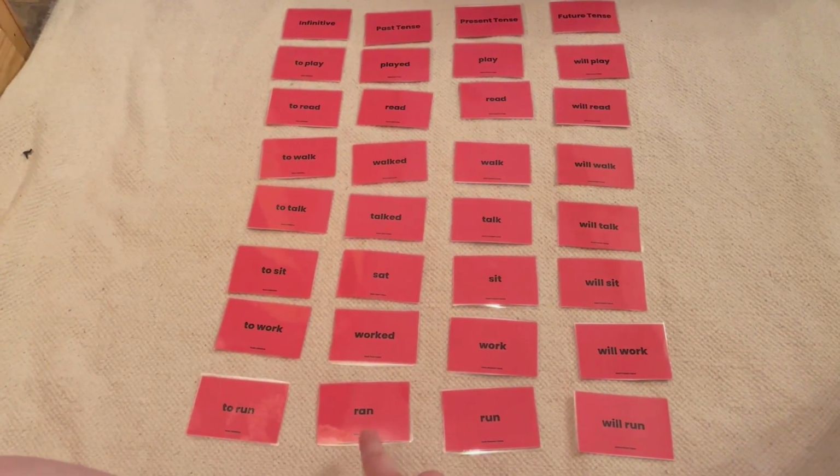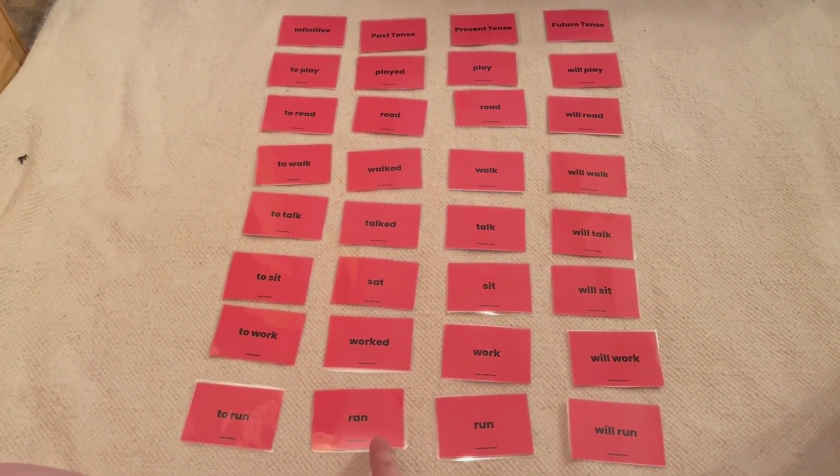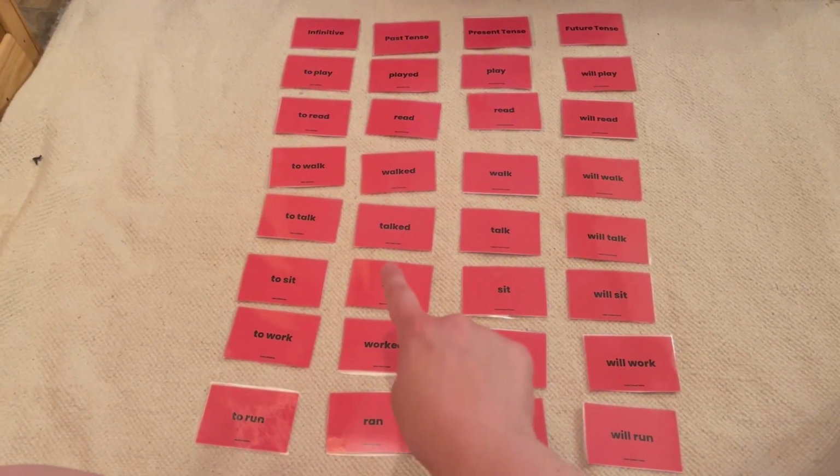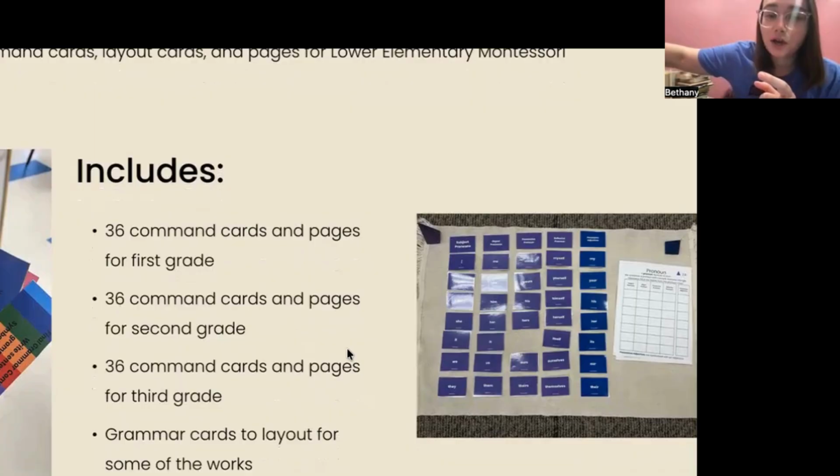There's some irregular ones you could see, like ran doesn't follow the same ed, or sat, and there's obviously some regular ones as well. I just recorded this because the verb was the only one that I had at home with me at the moment. So these are infinitive, present tense, and future cards, and there's just so many cards.